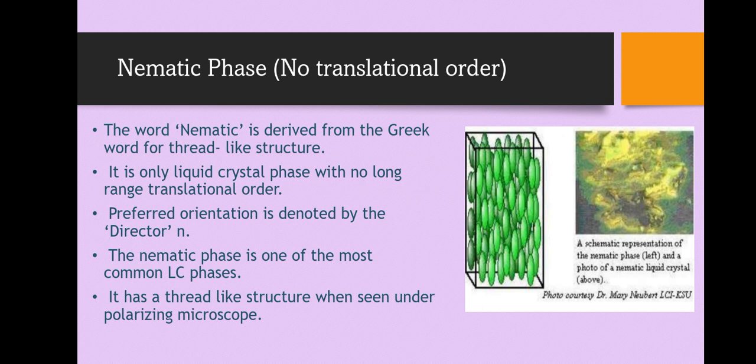First one is the nematic phase. The word nematic is a Greek word which means thread-like structures. That means when this phase is viewed under a polarizing microscope, we can see thread-like structures. That's why the name nematic came. It is a liquid crystal phase with no long range translational order, and it is one of the most common liquid crystal phases.